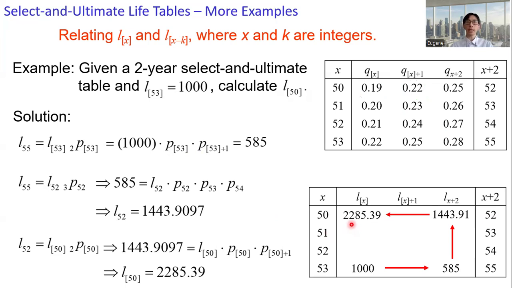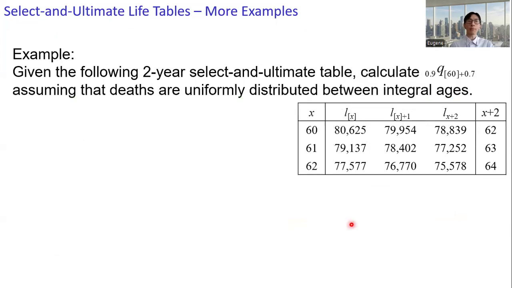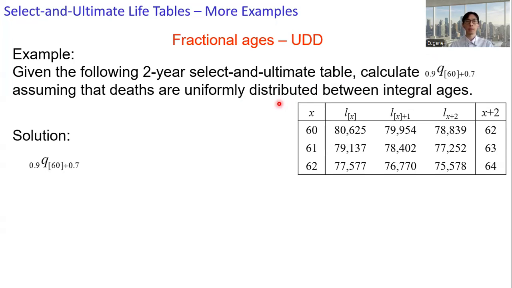All right, let's move on to the next example. An example related to fractional ages. This example is related to the UDD fractional age assumption. Given the two-year select and ultimate table, calculate 0.9Q60 plus 0.7. The select age is 60. Assume UDD. This quantity is expressed as 1 minus 0.9P60 plus 0.7.